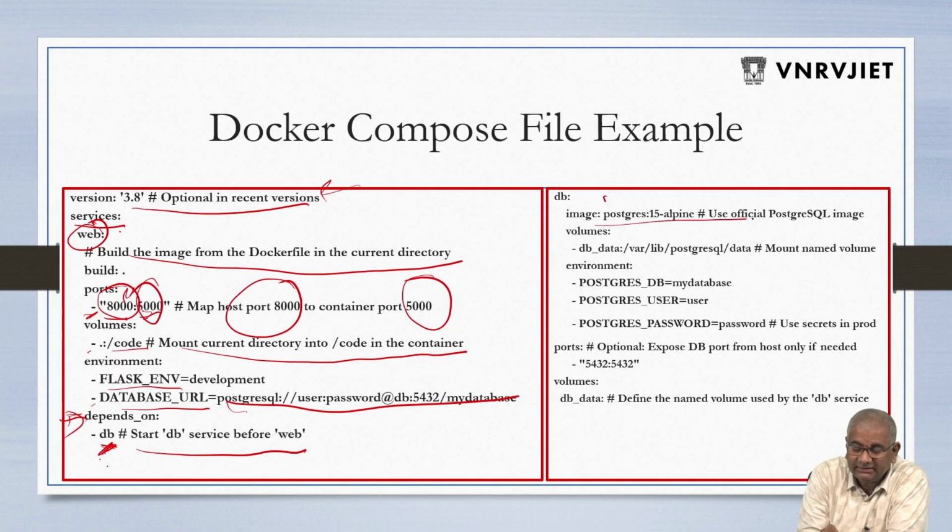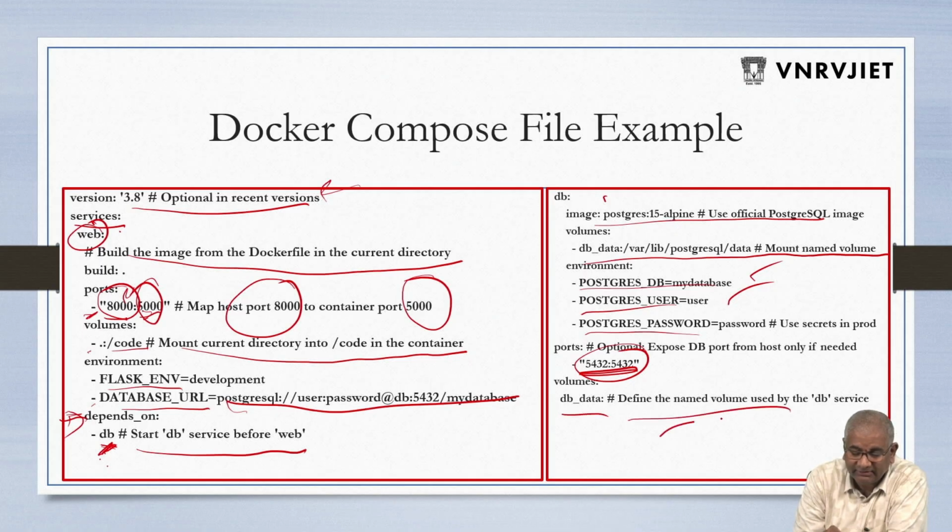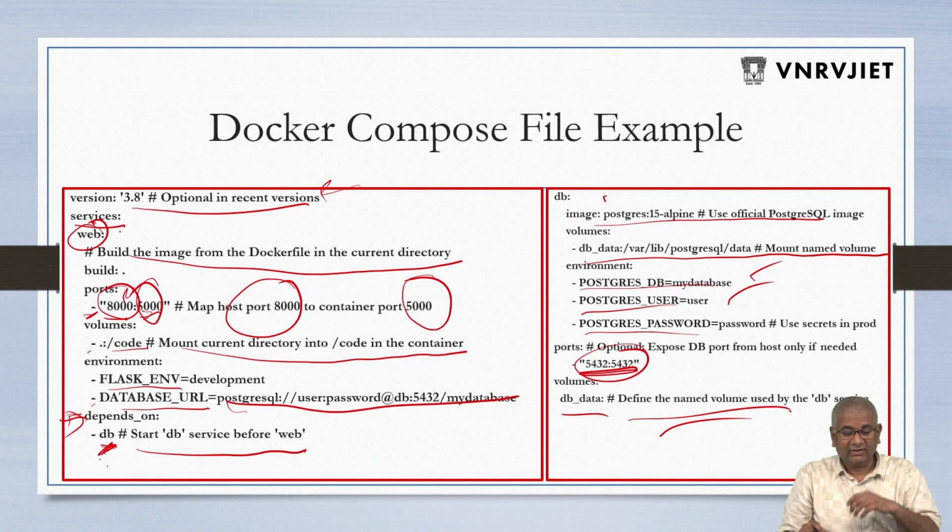Image: this is the image. Volume: this is the directory. Environment: this is for the db environment, like user id, password, and all that stuff. Ports are optional. Again, you can do this. This is for the Postgres DB data. Again, these are volumes, right? This is how we specify a Docker Compose file.